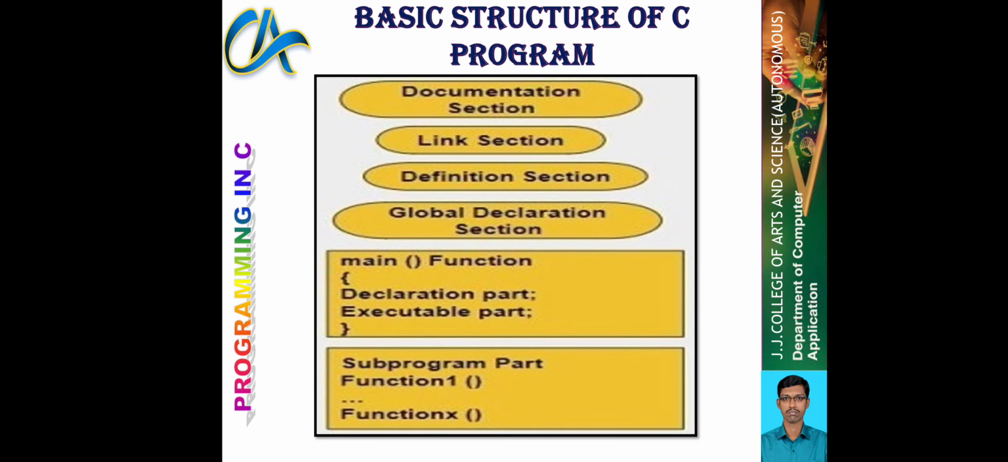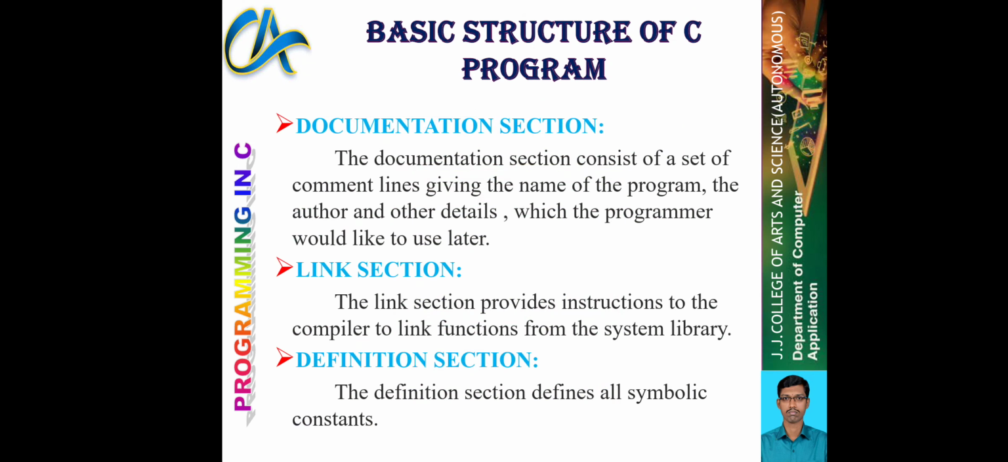The sections are: documentation section, link section, definition section, global declaration section, main function with declaration part and executable part, and subprogram section with function 1, function X. First one, documentation section. The documentation section consists of a set of comment lines giving the name of the program, the author and other details which the programmer would like to use later.